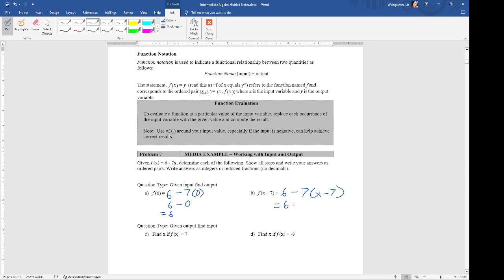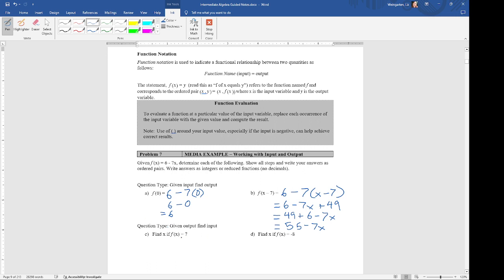Now I'm going to distribute that 7. So 7x. We have a negative 7 times a negative 7, which gives us a positive 49. I can move that 49 using the commutative property of addition. I will combine like terms. And that is our answer. Can't simplify it any more than that. It is perfectly okay that there's an x in our answer.